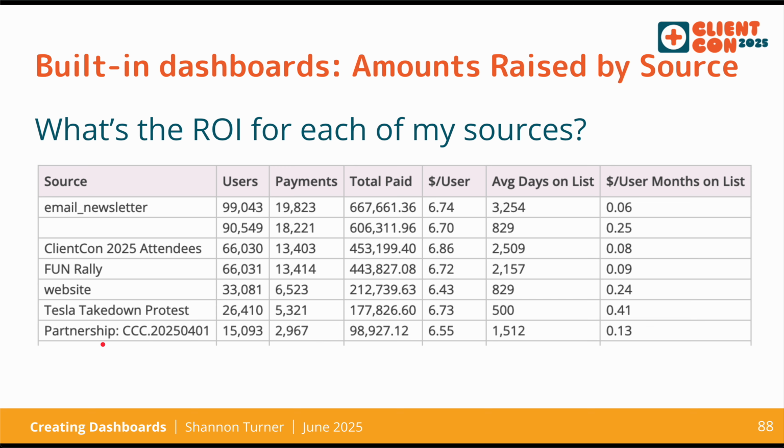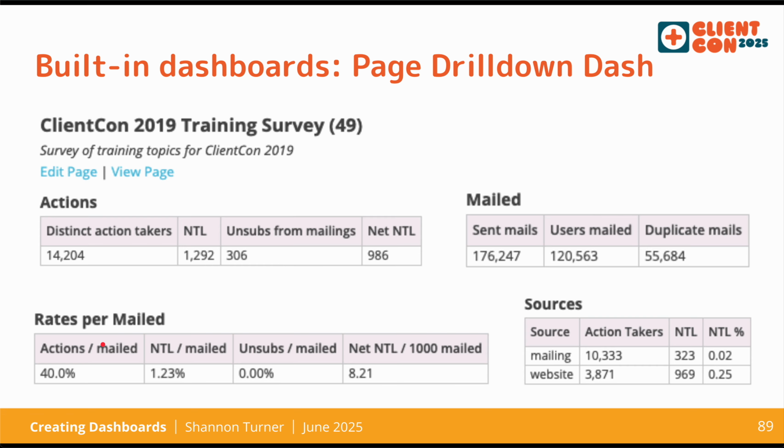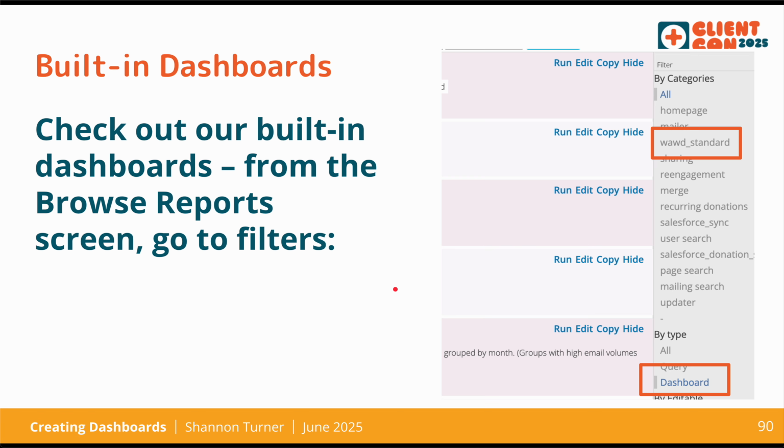Another great built-in dashboard is the amounts raised by source. So this can show you how many users you have per each source, how many donations have come in, some aggregate stats like total amounts, average per user, average length the user has been subscribed, and so on. And the page drill down dashboard is one of my favorites, showing a deep dive on stats from actions taken on a given page, like for instance, where these users came from.